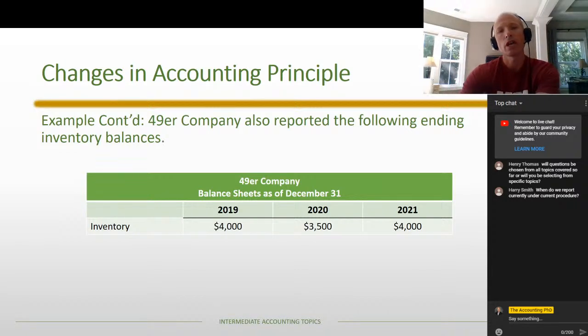The related inventory balances using the LIFO method were $4,000, $3,500, and then $4,000 again in 2021. So again, these are just the ending inventory balances for all of those 3 years.